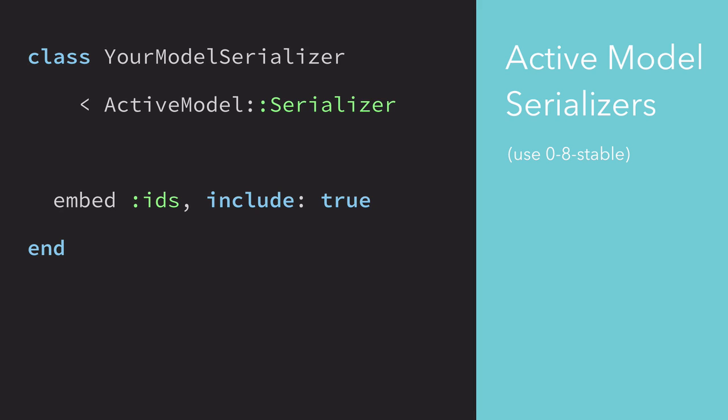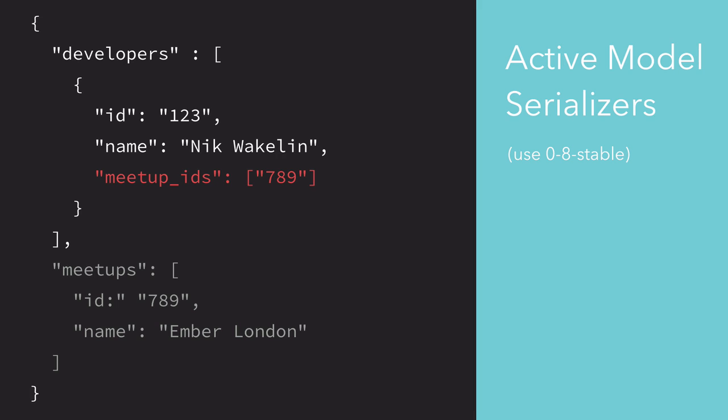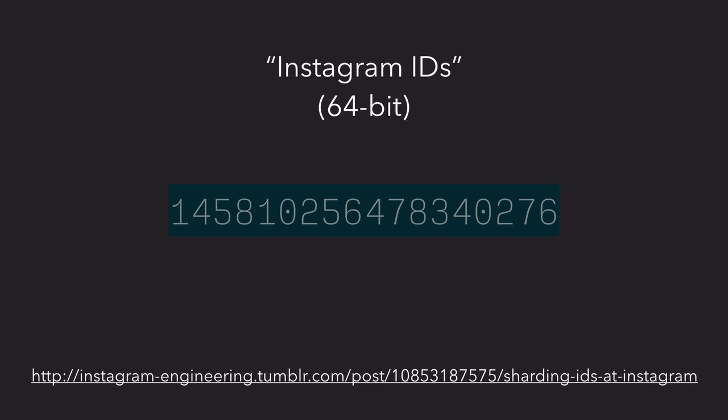This is the config you need to put into your serializer classes to have it generate JSON that Ember can understand. You need to tell it to embed IDs and include models. So this is the JSON that you get out. If you have a developer and a developer has many meetups, because you've told it to include IDs, developer will end up with a meetup_ids property, which is an array of IDs. And because you've told it to include true, it will sideload the meetups for you, which means you get all the meetup information without having to do a second AJAX request. So that's really cool.